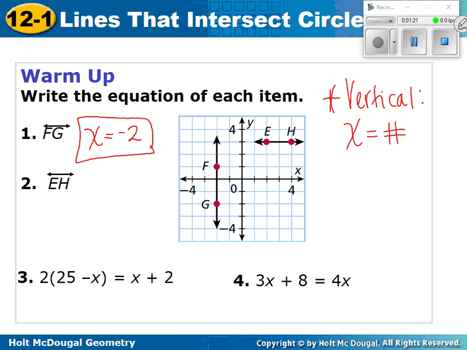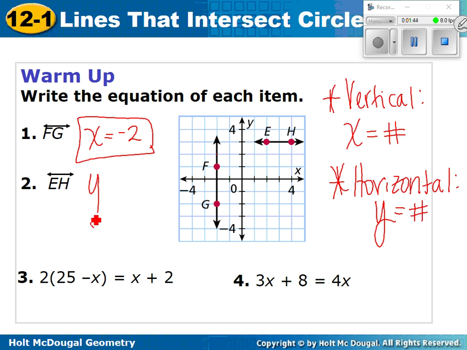Okay, what kind of line is EH? Horizontal. What is the equation of every horizontal line? Y equals. And it's Y equals a number. Okay, so what is the Y equals value for line EH? 3. There's a point at 1, 3, 2, 3, 3, 3, but every Y value is 3. Any questions on 1 or 2 now?